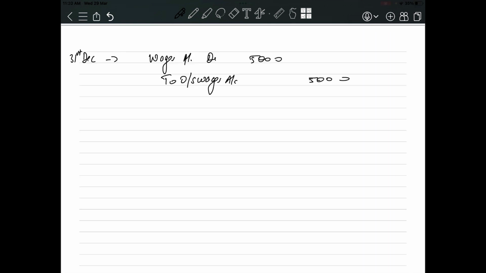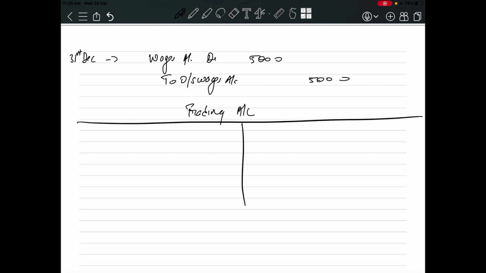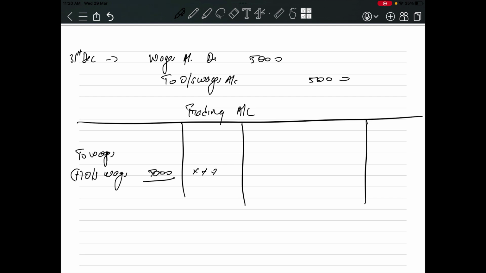So now let's talk about the treatment of wages and outstanding wages in our financial statements. You know that wages is an item of the trading account. If it is salaries, it will be an item of the P&L account, and if it is rent, it will be an item of the P&L account. So here for wages, you have to add outstanding wages. Why do we add outstanding wages?